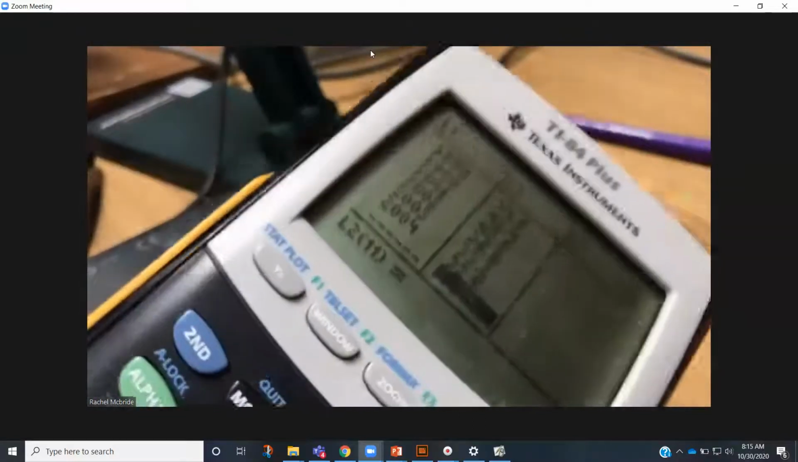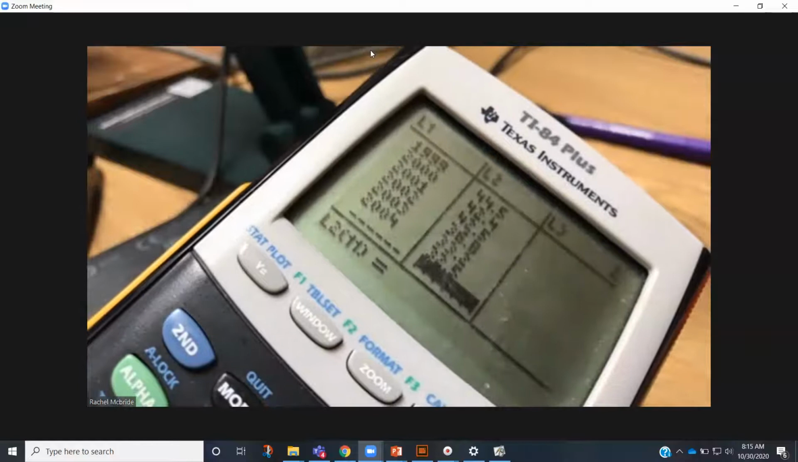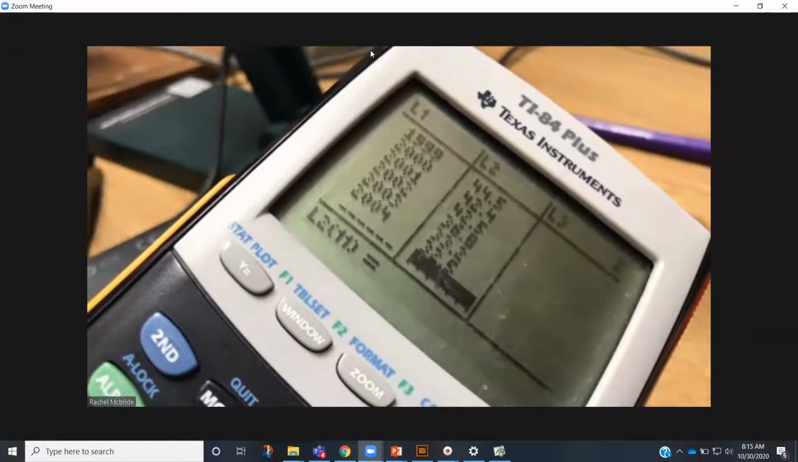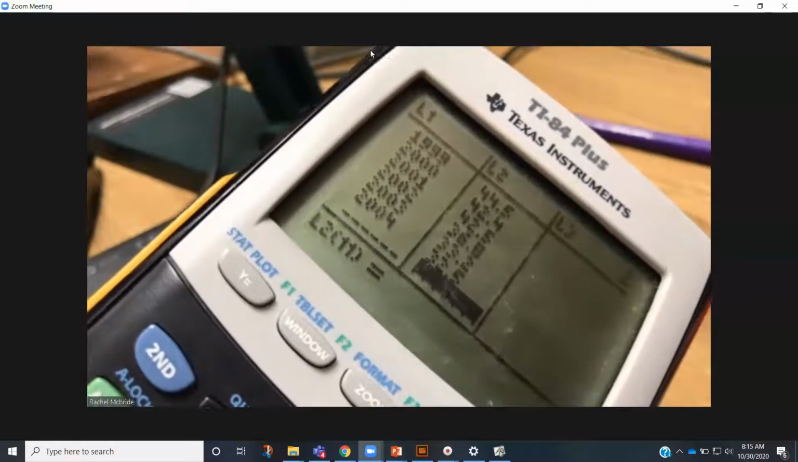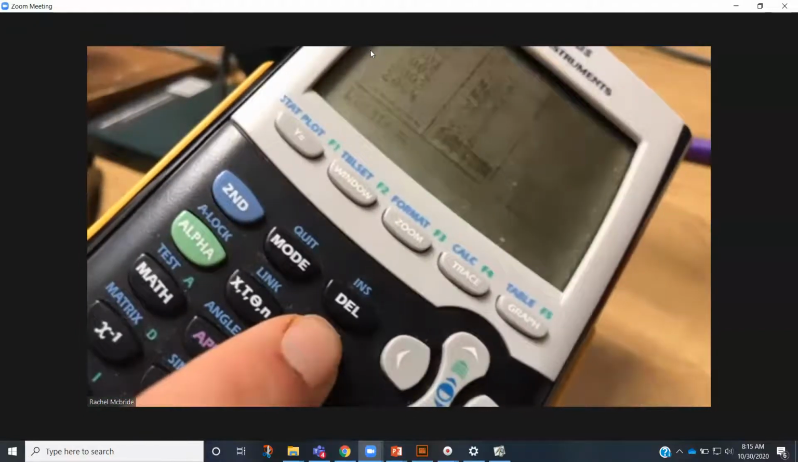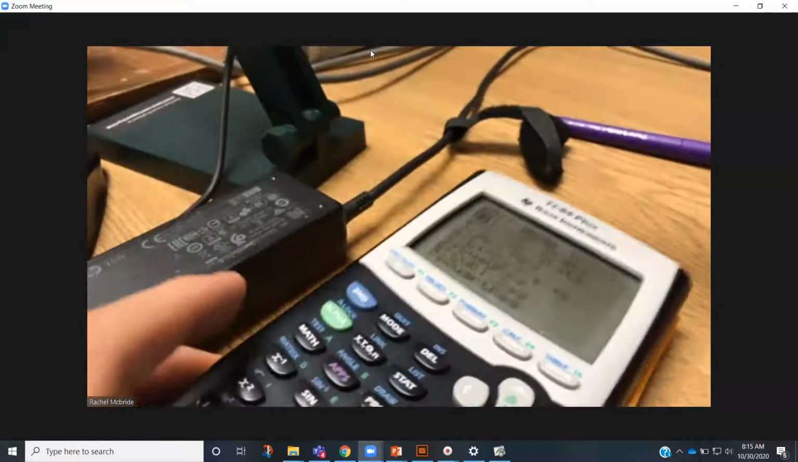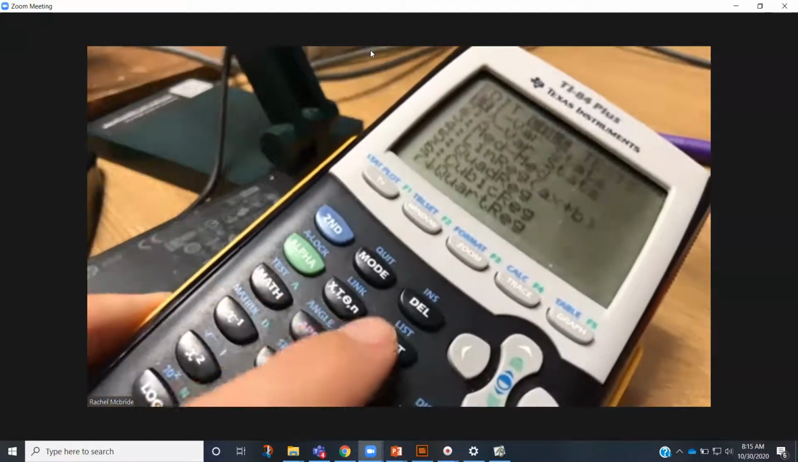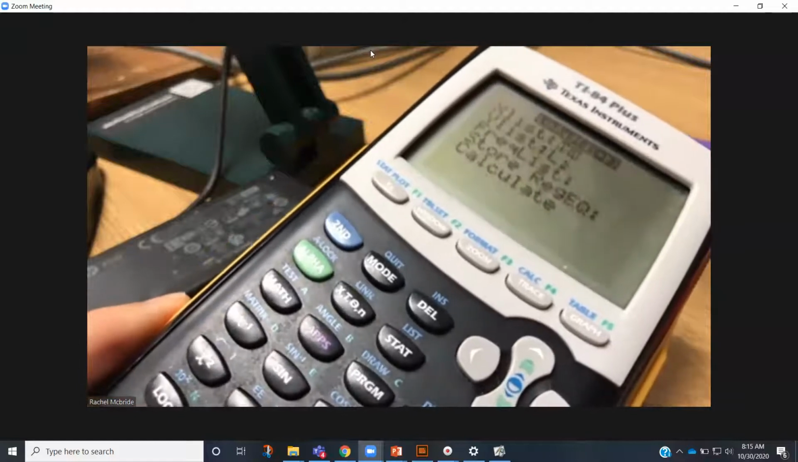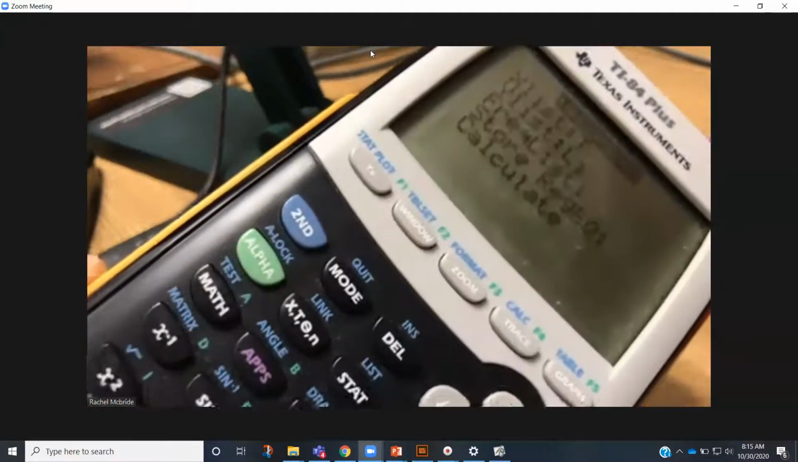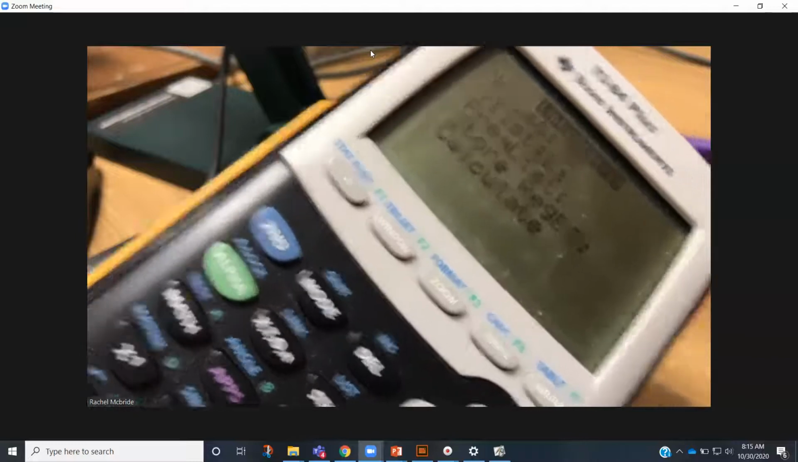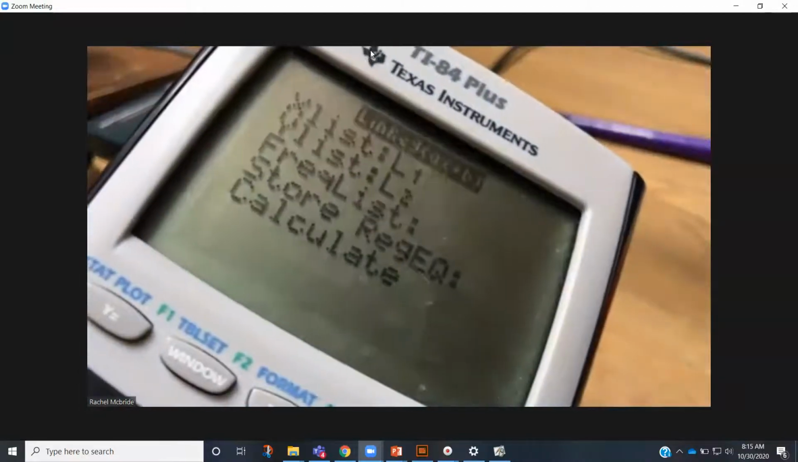All right, so once again, you should have your data in your calculator. The points on the left need to match the points on the right. Once our data's in, we're going to hit the word stat. We're going to arrow over to calculate. And then you're going to go down to option 4, which is linear regression. You want X list to be L1. You want the Y list to be L2.